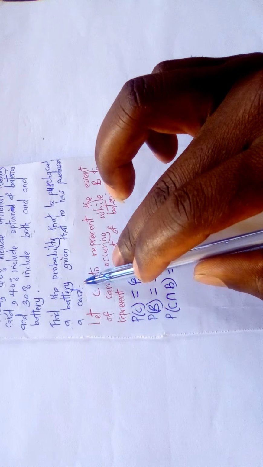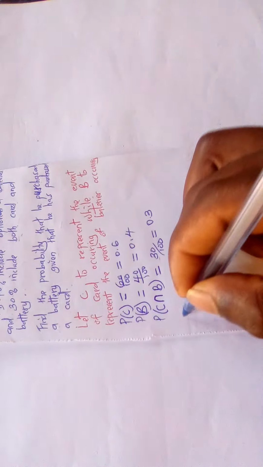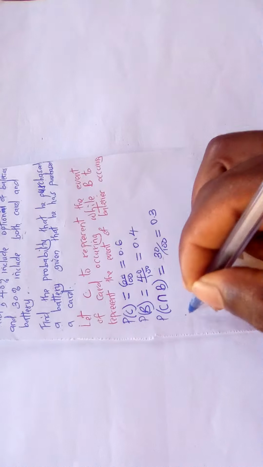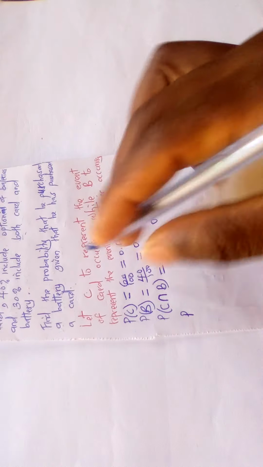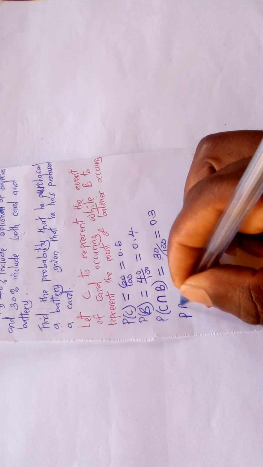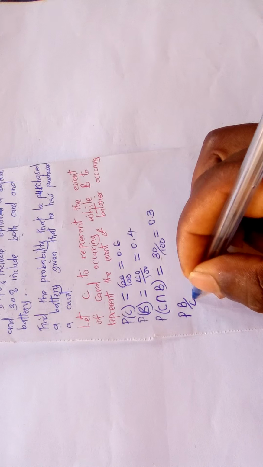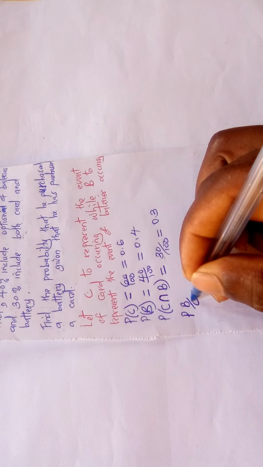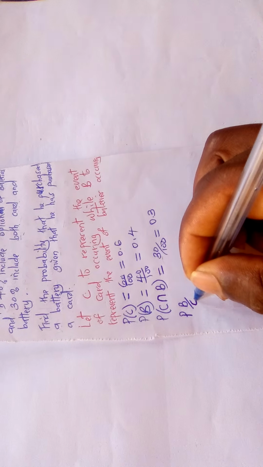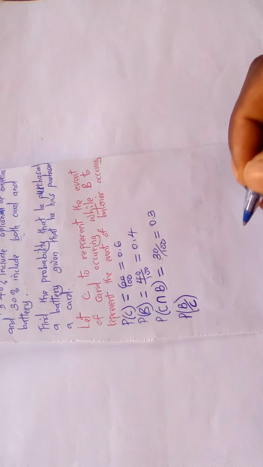How do we present that? What we are supposed to say is that the question wants you to get the probability of purchasing a battery. So you will just come here and say probability of purchasing battery having been given a card. The denominator here should be what you've been given. Yes. Then you just put that bracket there.